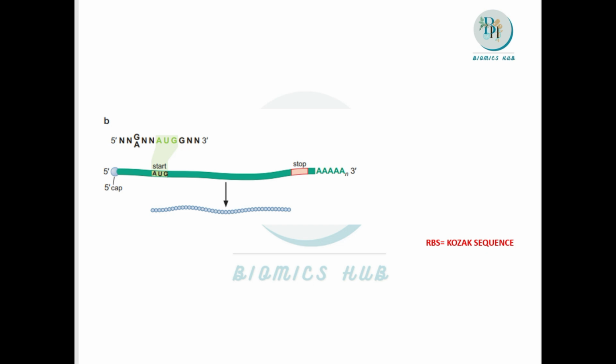In eukaryotes, translation is monocistronic. It is not polycistronic. What do we mean by monocistronic? It means a single protein will be synthesized from a single RNA.